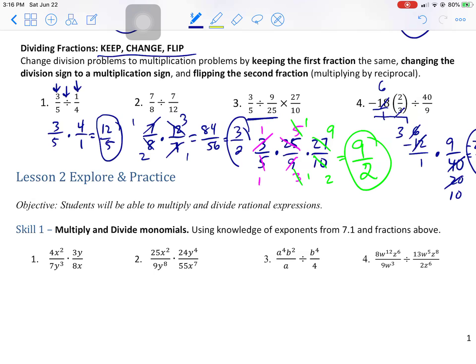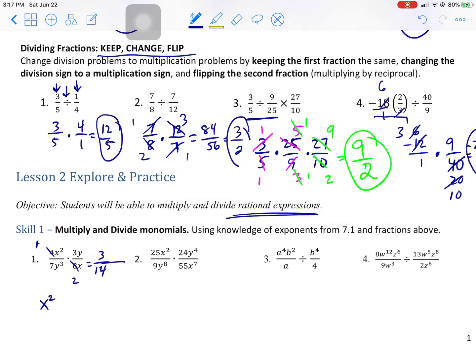And then let's try that with rational expressions, okay? Same way. Let's look at the numerical coefficients first. The 4 over 7, 3, and 8. Take the 4 out. So the number part's going to be 1 times 3 is 3, and 2 times 7 is 14. So that's that part.